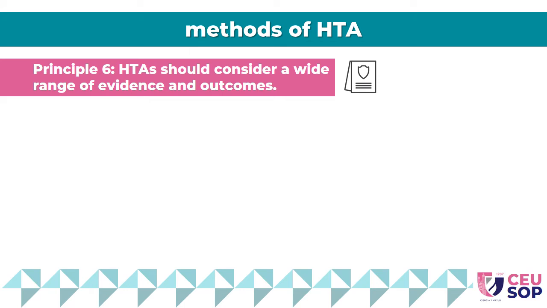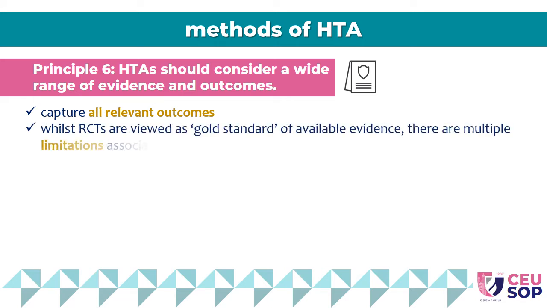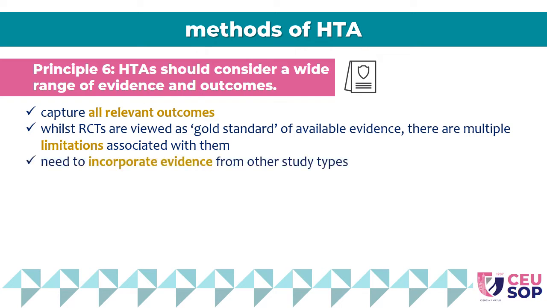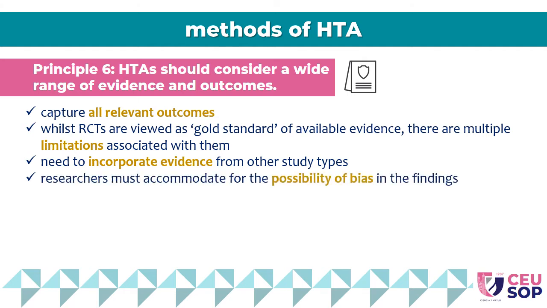Principle 6. HTAs should consider a wide range of evidence and outcomes. An HTA should capture all relevant outcomes, and whilst randomized clinical trials are viewed as gold standard of available evidence, there are multiple limitations associated with them, for example, unable to capture long-term impacts, and results are not always generalizable for the wider population. There is a need to incorporate evidence from other study types, however, researchers must accommodate for the possibility of bias in the findings.